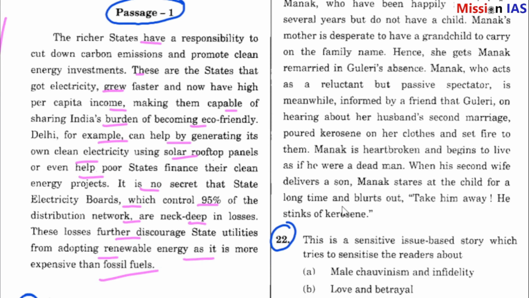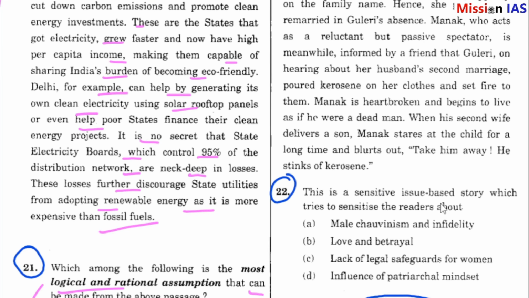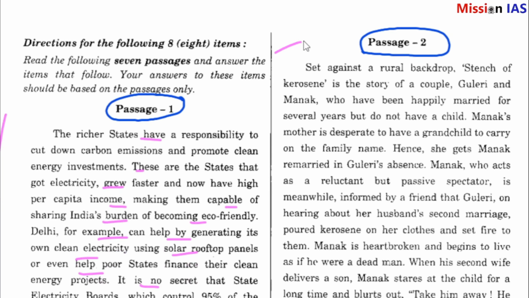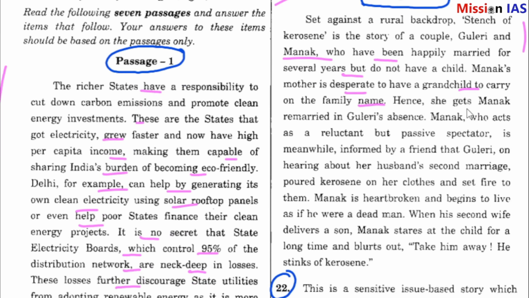So there was one question. This is a sensitive issue based story which tries to sensitize the readers. So this story we need to know. Set against a rural backdrop, Stench of Kerosene is the story of a couple, Gulari and Manak, who have been happily married for several years but do not have a child. Manak's mother is desperate to have a grandchild to carry on the family name. Hence she gets Manak remarried in Gulari's absence.